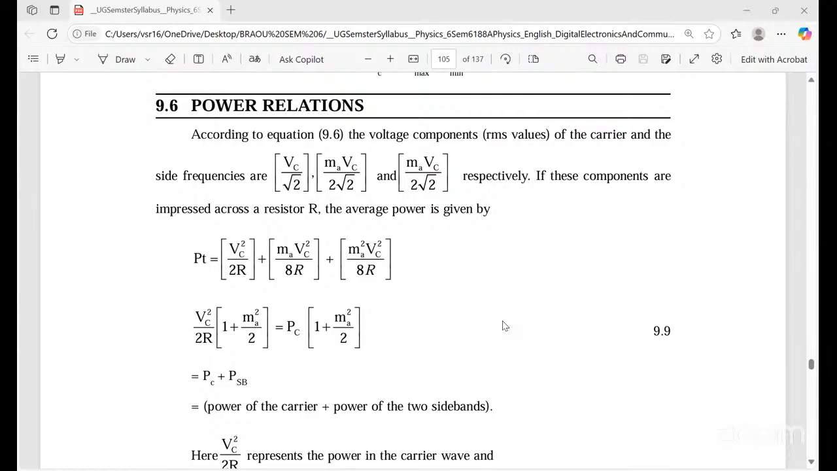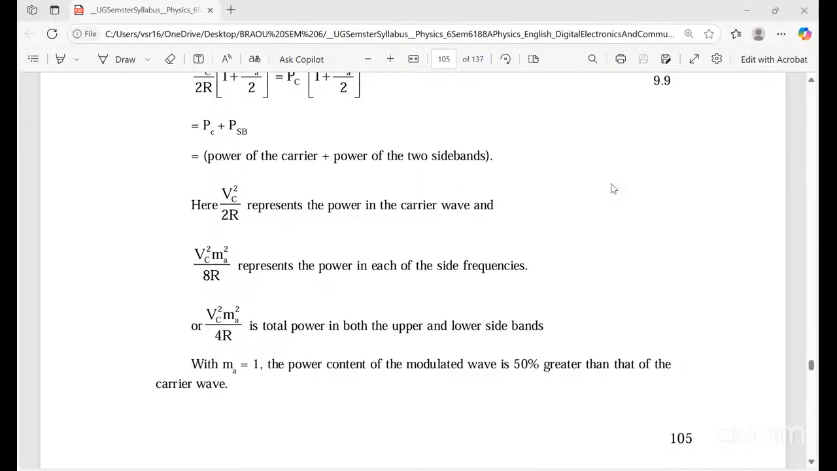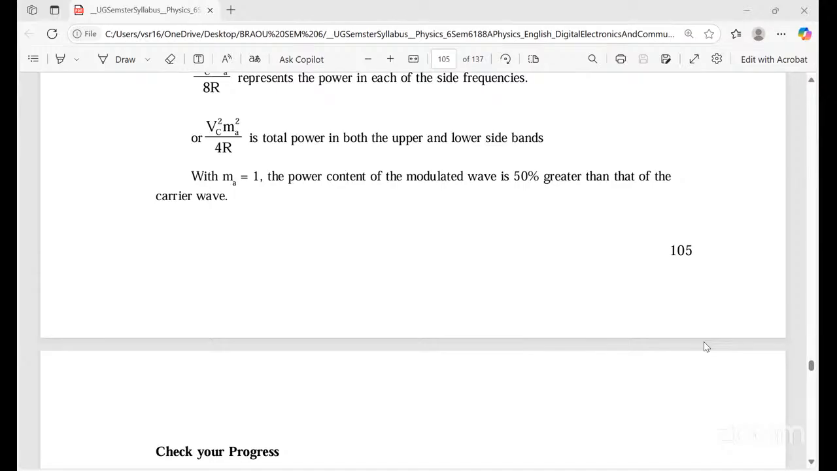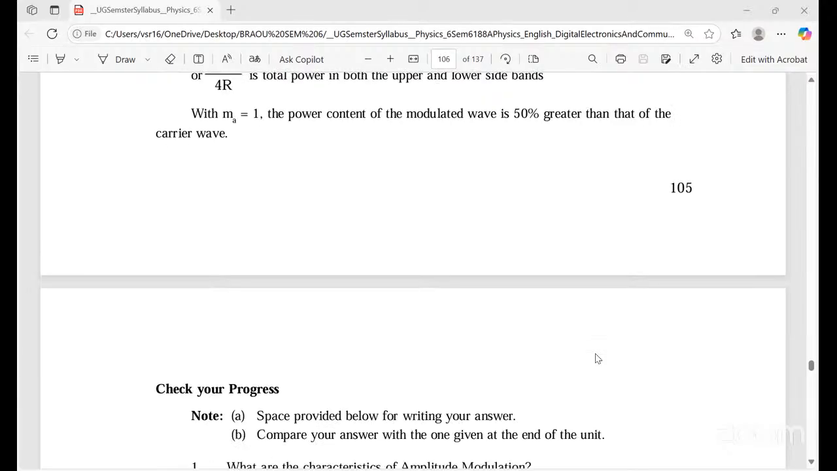Vc square by 2R represents the power in the carrier wave. And Vc square Ma square by 8R is the power in each side frequency, or Vc square Ma square by 4R is the total power in both the upper and the lower side bands. If the modulating factor Ma is 1, it means 100% modulation takes place. But the thing is that here Ma is 1 means the power content of the modulated wave, we are speaking about the power here, is 50% greater than that of the carrier wave. So how the power value is increasing, you can easily observe.